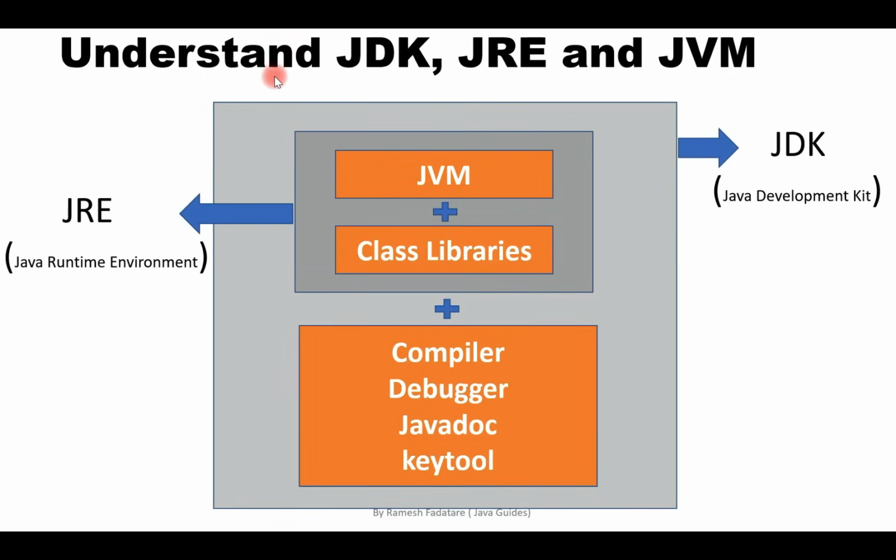So let's first understand what is JDK, JRE and JVM, and a bit later we will deep dive into the Java installation and you will see what exactly JDK and JRE contain. Alright guys, first let us talk about JDK. JDK stands for Java Development Kit, and JDK contains a JRE along with a compiler, debugger, javadoc and keytool. Just remember JDK is a software development kit which we can use to develop and run Java programs or Java applications, and JDK contains a JRE plus compiler, debugger, javadoc and keytool.